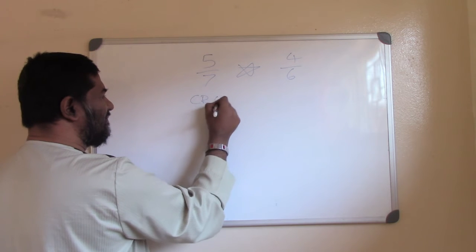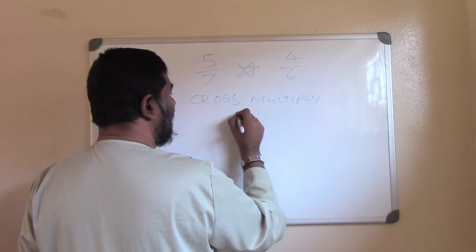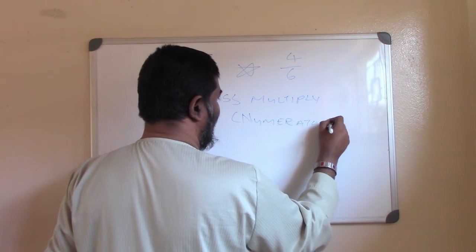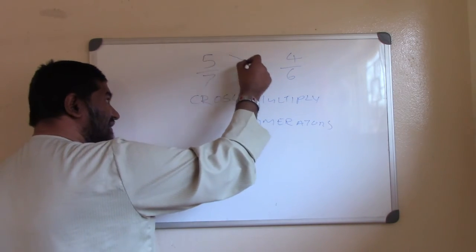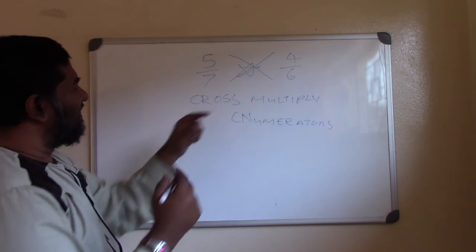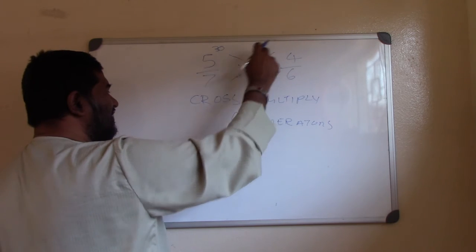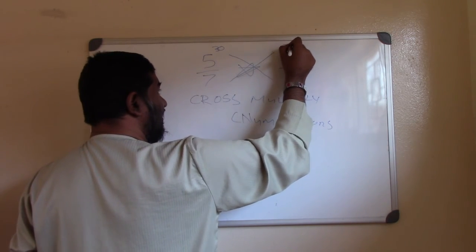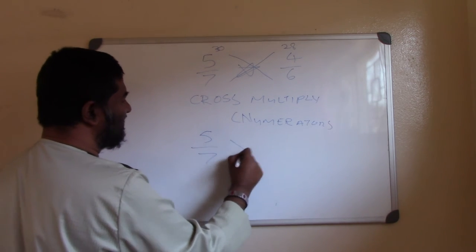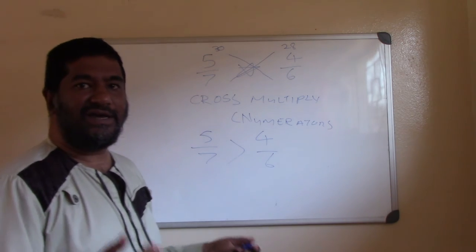The rule is to cross multiply, but always remember we start from the numerators. Right. So basically I would cross multiply. There's my cross. So what is 5 times 6? It gives me 30. And above, what is 4 times 7? 28. From this I can see that 5 over 7 is greater than 4 over 6. This is a much simpler method.